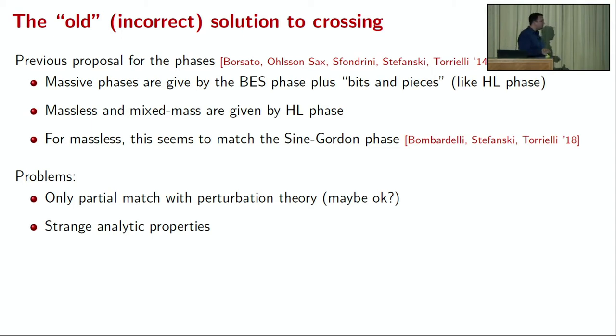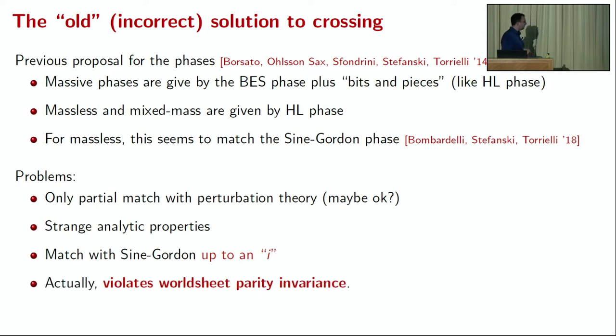The other thing is that it has strange analytic properties. When you try to come up with a mirror model, you struggle. The match with the Sine-Gordon sign in the crossing equation will give you some strange i's, which of course mess up your reality properties. And then the thing that we really should have realized earlier: some of the phases actually violate worldsheet parity invariance. Especially this last thing is quite conclusive that something is wrong with these phases, so you should sort of chuck them out and start over.